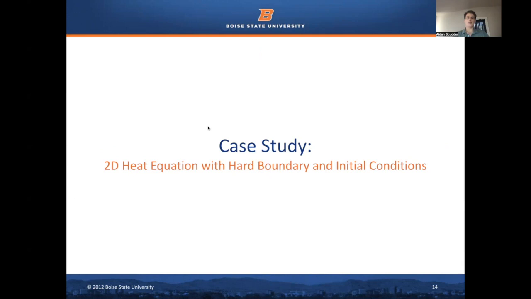Hi everyone, my name is Aiden. Now that Justin's introduced neural networks and PINNs, we'll now focus on a specific application, the 2D heat equation with hard boundary and initial conditions. This case study provides insight into how PINNs can be used to model complex systems commonly encountered in engineering and scientific disciplines. Let's move forward to explore the details of this problem and the approach we took to address it.